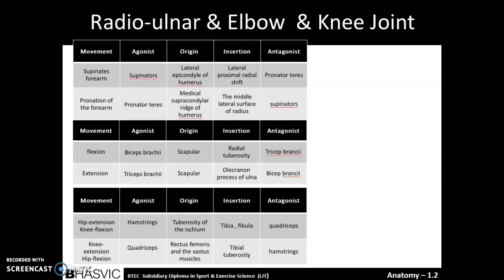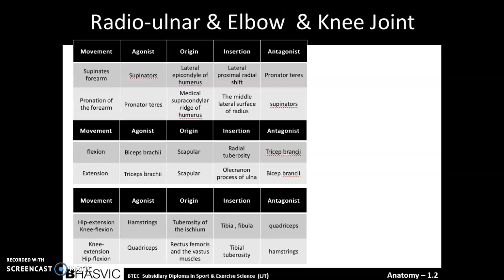When the agonist is hamstring and the antagonist is quadriceps, the movement is extension in the hip, flexion in the knee. The origin is tuberosity of the ischium. The insertion is tibia and fibula.